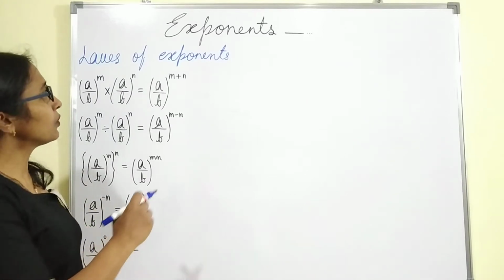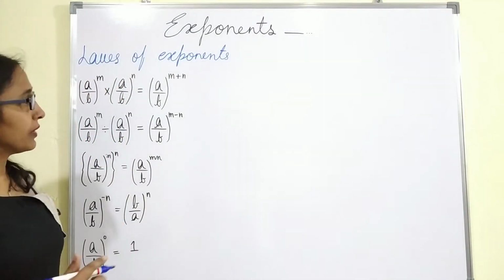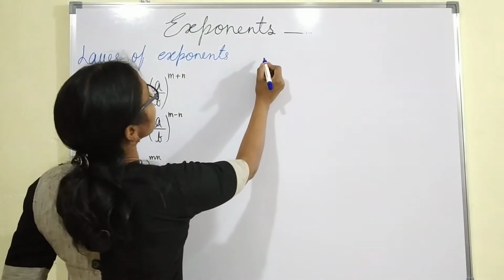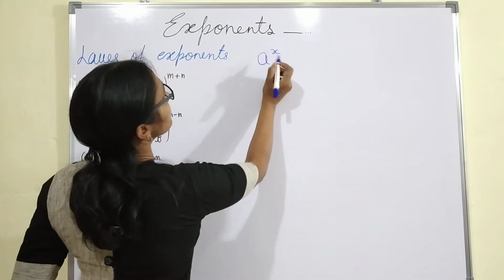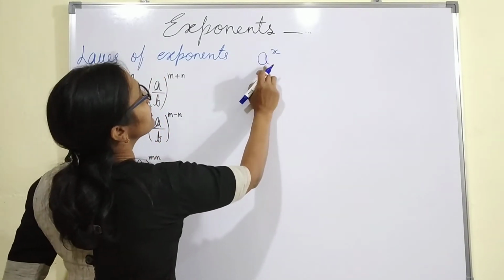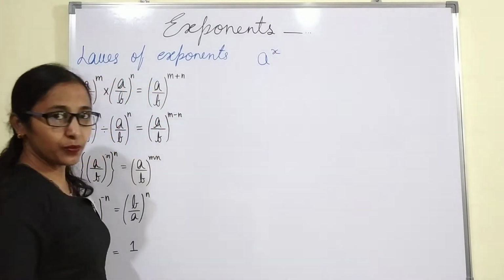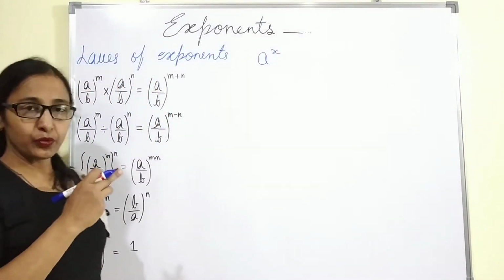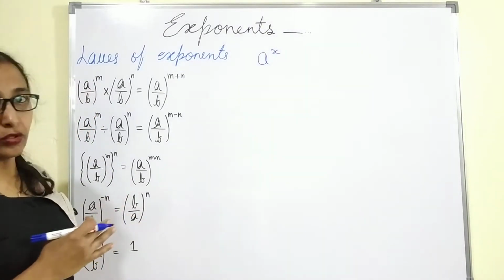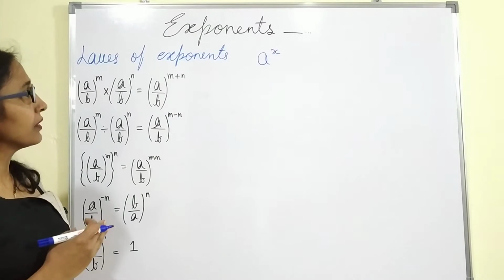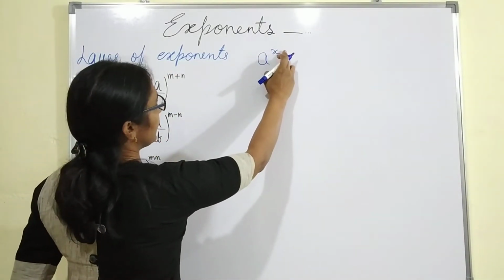In this video, I am going to teach you exponents. So, what is an exponent? A to the power x. A is called the base and x is the exponent. It is called exponent, power or index also. So, base and exponent.